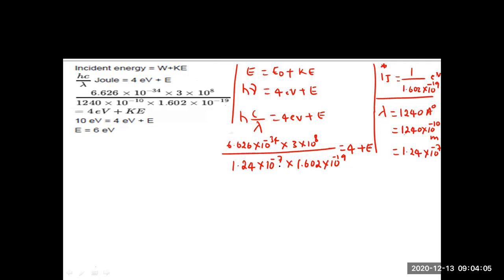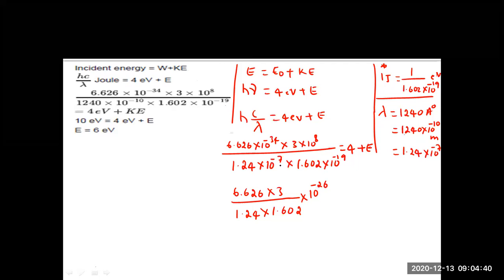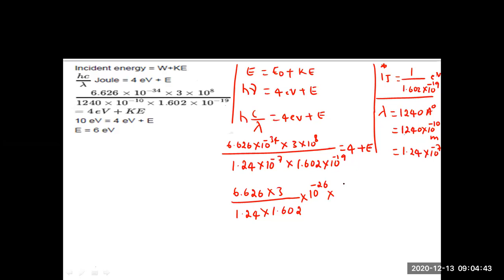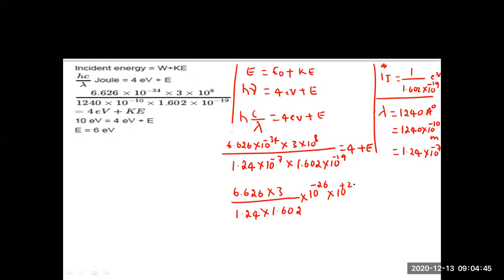Let's simplify the parts now. 6.626 into 3 divided by 1.24 into 1.602. What about the remaining powers? 10 raised to minus 7 and 10 raised to minus 19 will be 10 raised to minus 26, okay. Into what is there in the numerator? 10 raised to minus 34 and 10 raised to 8 will be 10 raised to minus 26. What is there in the denominator? 10 raised to minus 26. If it goes to the numerator, it becomes plus 26. This gets cancelled.